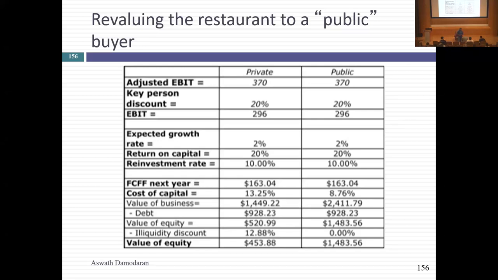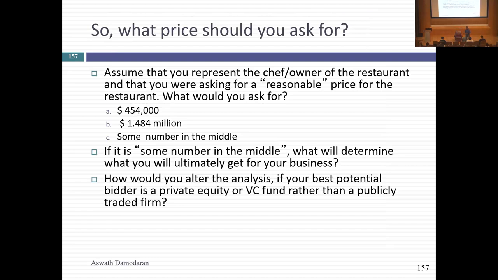So you have two values for this restaurant: 453,000 to a private buyer, and 1,483,000 to a public buyer. So let's say I'm the public buyer and you're the restaurant. You have two numbers ready, 453,000 and 1,483,000. Which one are you going to start your negotiation with?